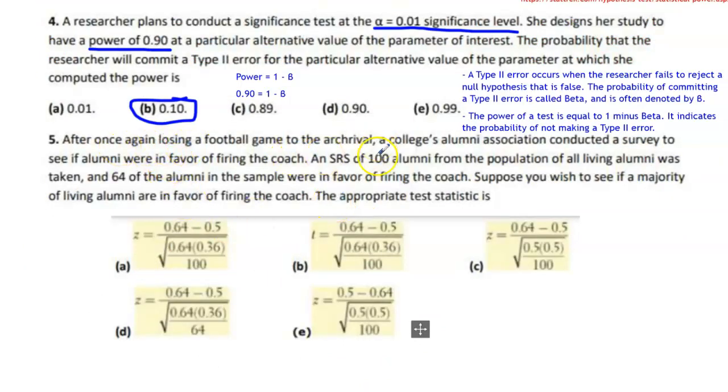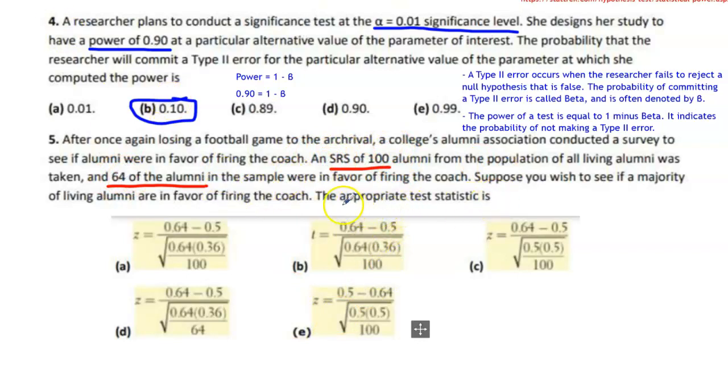Okay, after once again losing a football game, they try to figure out whether people want to fire this coach. They took a simple random sample of 100 alumni, and it turns out that 64 of the alumni were in favor of firing the coach. That's a nice, easy thing to work with. We know that 64 out of 100 is 64%, or 0.64, so that's our sample proportion.